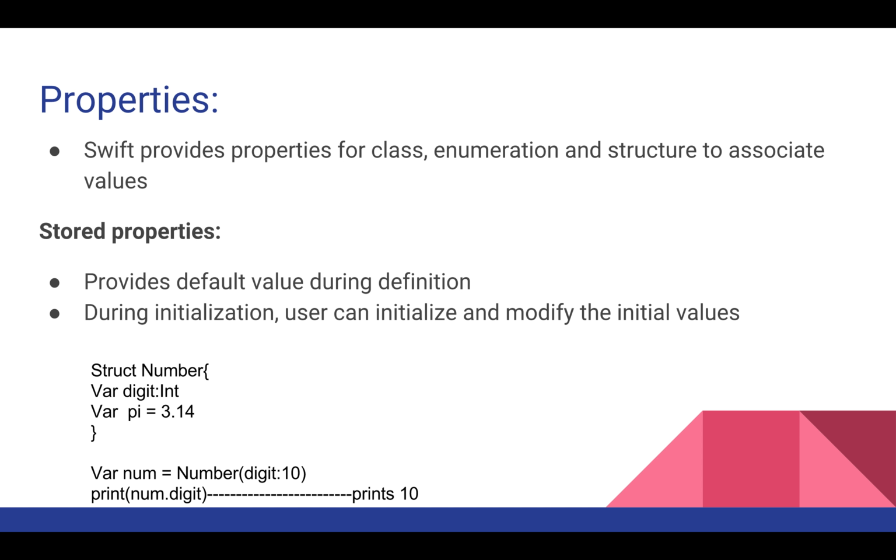Properties. Swift provides properties for classes, enumerations and structures. Properties can be classified as stored properties or computed properties. Both types of properties are associated with an instance type. Stored properties. These properties are used to store instances of constants and variables. During definition, stored properties provide a default value, and during initialization, user can initialize or modify the initial values.